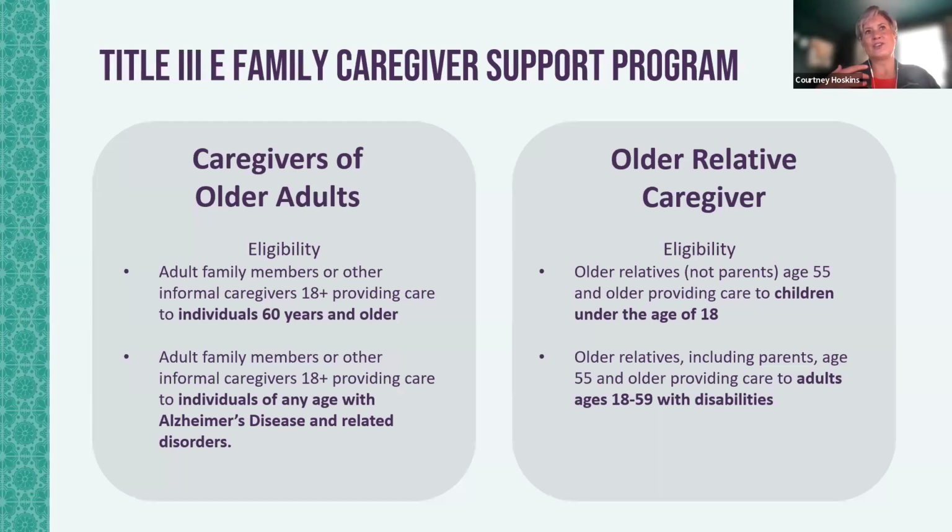So as long as they're not parents aged 55 and over providing care to children under the age of 18, this piece of the older relative caregiver program also allows older relatives, including parents age 55 and over, providing care to their adult children 18 to 59 if those children have disabilities. So this is a super cool program. It's one of my favorites.